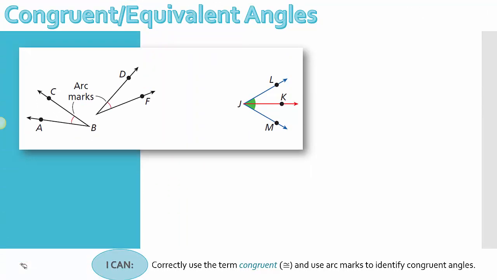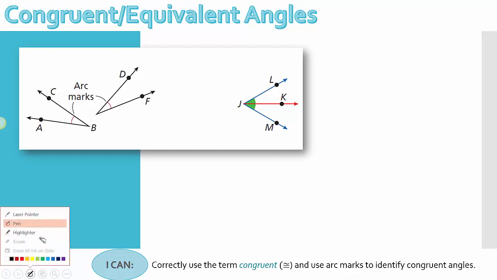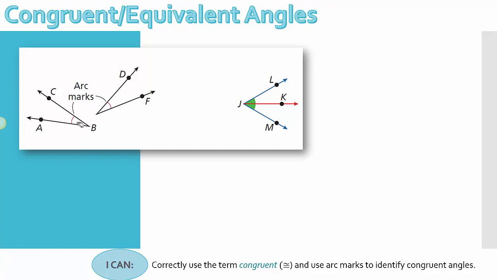Just like we had the concept of congruent segments, we also have the concept of congruent angles. But instead of using tick marks, in order to highlight congruent angles, we use these arc marks. So you see this one red arc mark here on angle ABC, another red arc mark here. Let's call this angle DEF. That means those two angles are congruent.